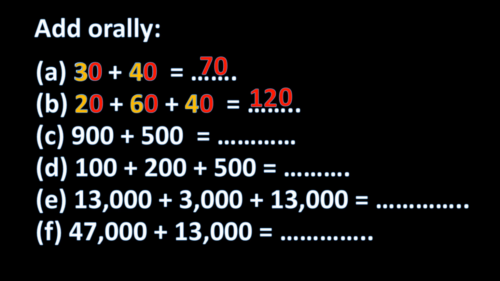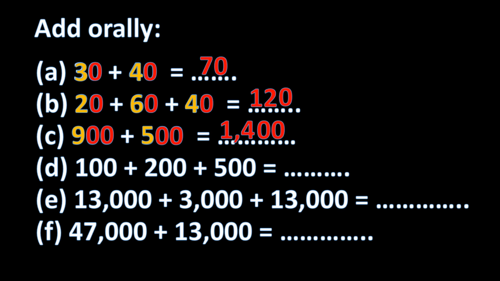The next is question number C. 900 plus 500 is equal to dash. Look at the ones place and tens place in 900 and 500. How many zeros do we have? Yes, 2 zeros. So write 2 zeros. Then add the digits at hundreds place. 9 plus 5, which is equal to 14. So the sum is 1400.